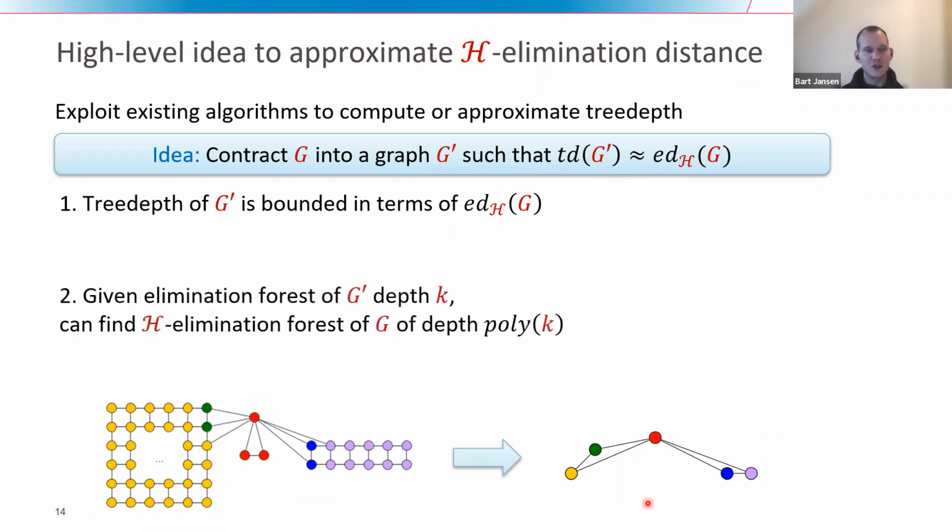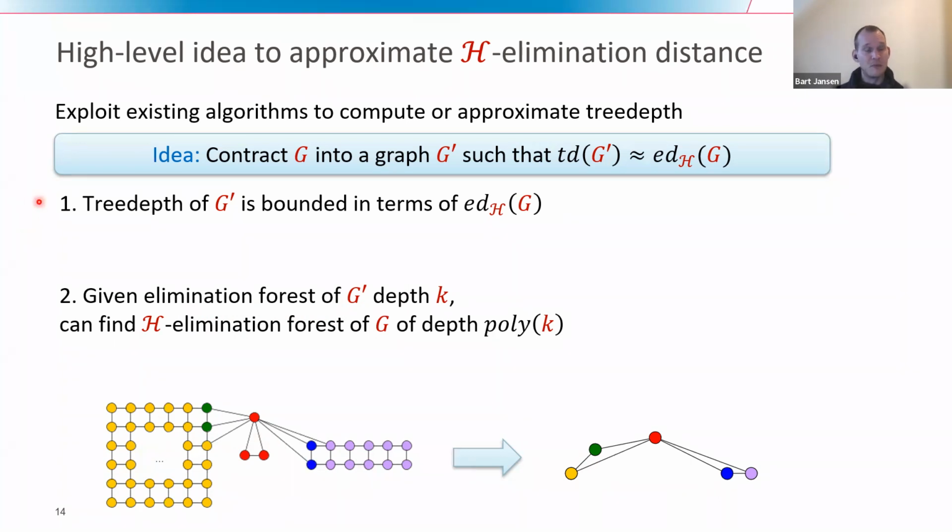On the other hand, the tree depth of the contraction should still represent something meaningful, because we want to also be able to go in the other way. If we manage to compute the tree depth of the contraction encoded by some elimination forest, then we want to be able to lift back the elimination sequence of the contraction into an elimination sequence of the original graph, which doesn't end with the entire graph being cleared, but which ends at least with every component belonging to our target family H.